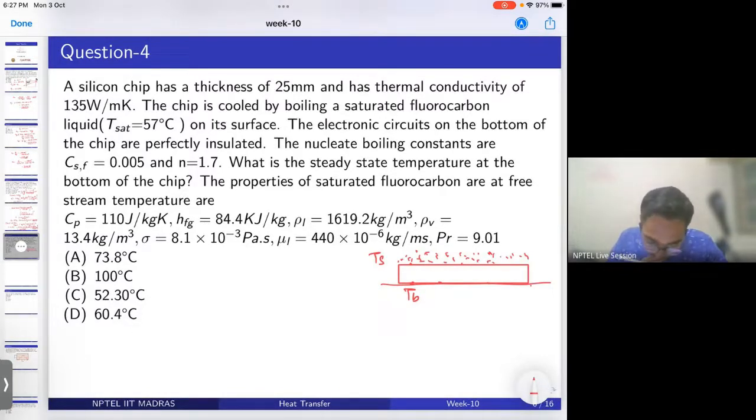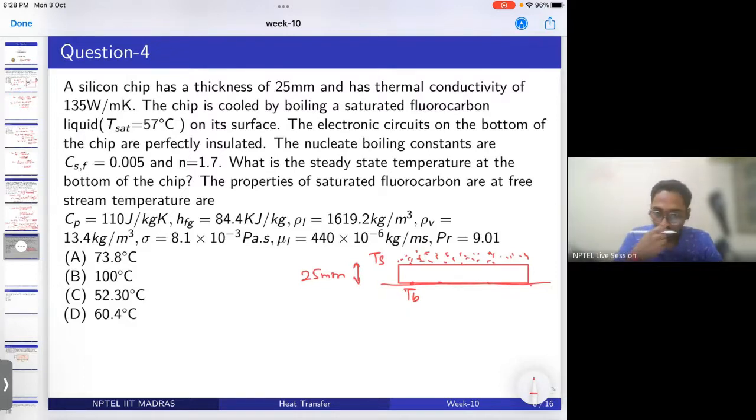So these are the temperatures. So this is the situation. The thickness of the chip is 25 mm. On the bottom of the chip, sorry, on the top, it is mounted on, say for example, a printed circuit board, and on the top of the chip we are cooling the chip by boiling, or by the phase change heat transfer of a refrigerant, or we can say saturated fluorocarbon.